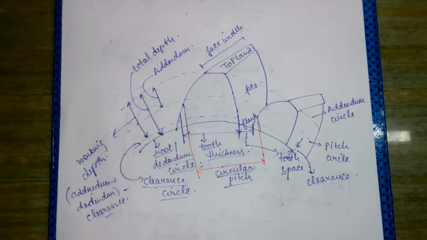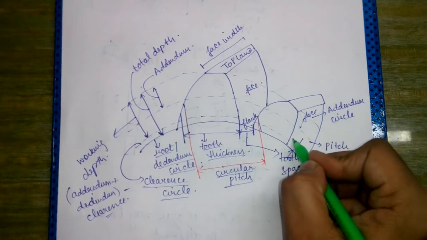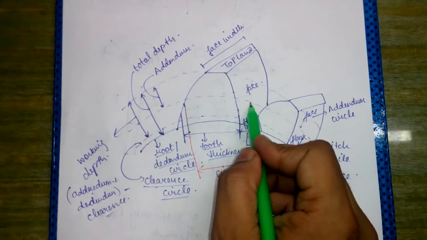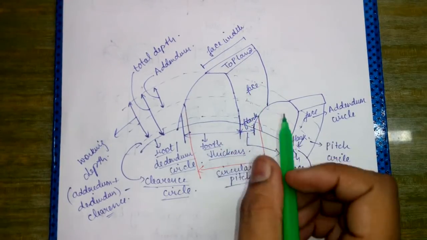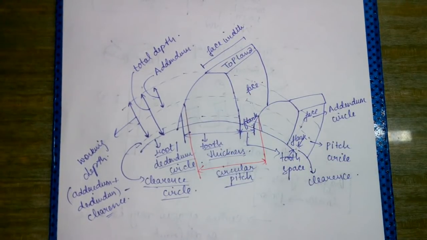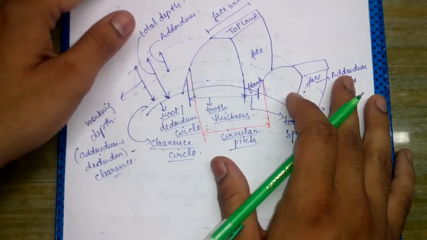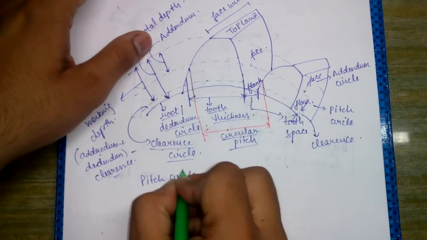Okay, so above the pitch circle we have the face, and below the pitch circle we have the flank portion. So the flank portion is actually the part lying below the pitch circle, and above the pitch circle we have the face. So this is the diagram of the tooth and the various circles I have discussed. Now we will discuss the various circles, that is, the pitch circle.